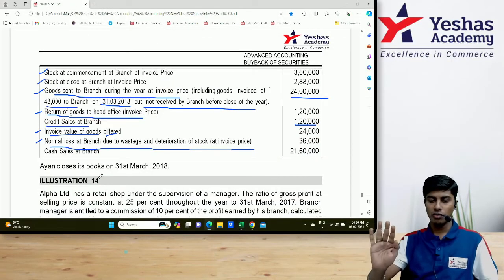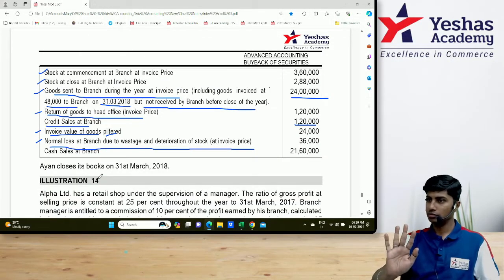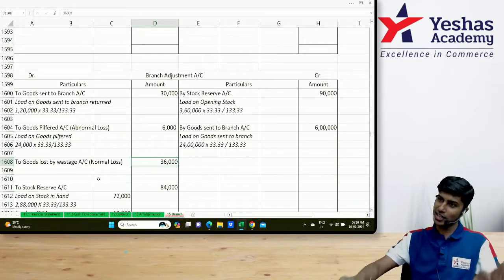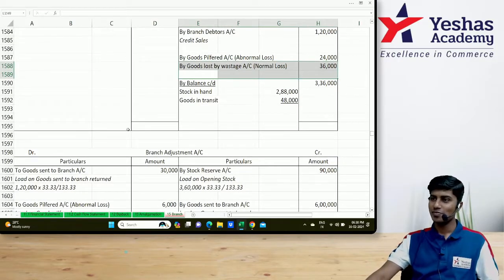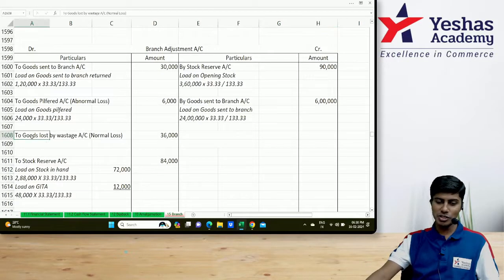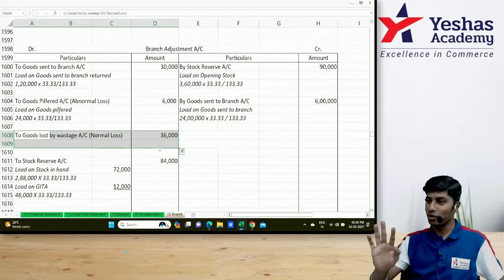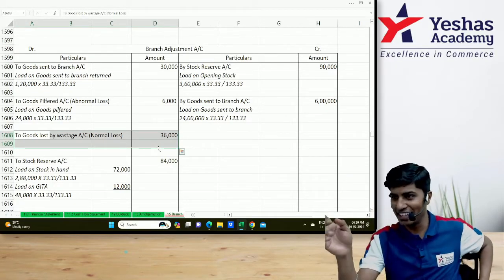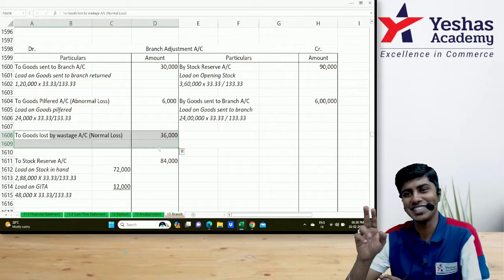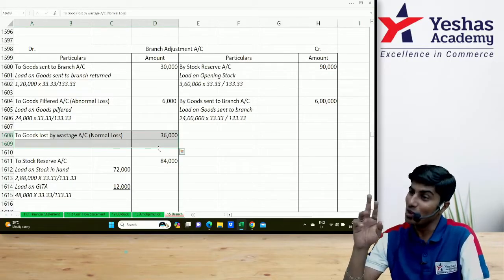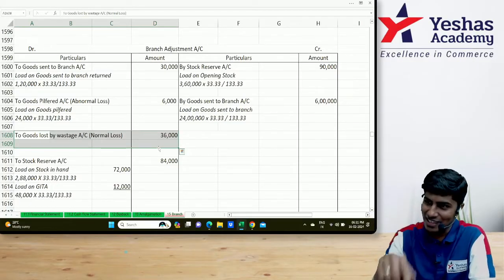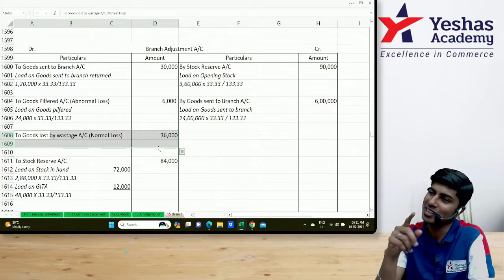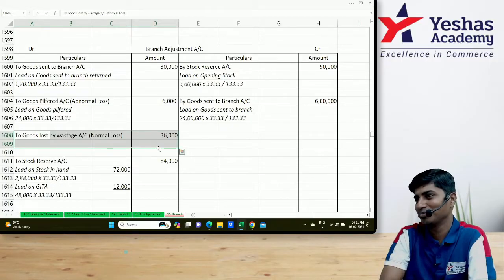That's all, no doubt. Load or not load, include everything, full invoice price. Invoice price 36, invoice price 36. It is not load. Normal loss: invoice price credit in stock account, invoice price debit in branch adjustment account. Abnormal loss: invoice price credit in stock account, load debit in branch adjustment account, cost debit in branch P&L account.